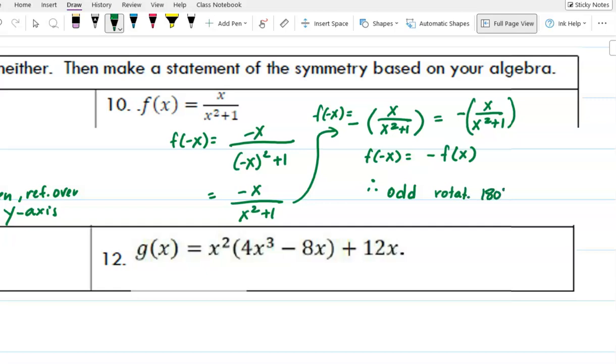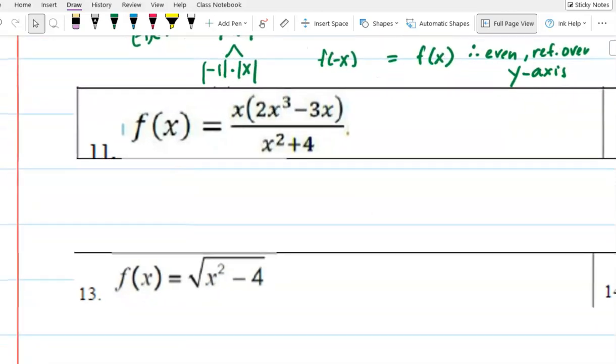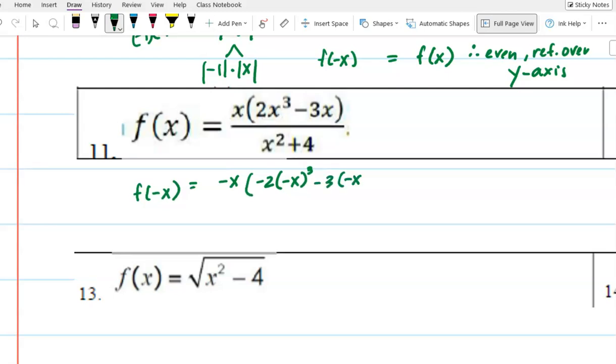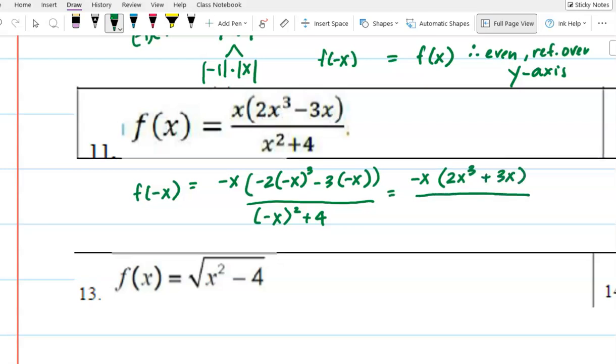Rotational symmetry is at 180 degrees about the origin. Okay, for this one, f of negative x, let's go ahead and drop in negative x cubed minus 3 negative x over negative x squared plus 4. So that's negative x. That's going to take it to positive x cubed plus 3x over x squared plus 4.